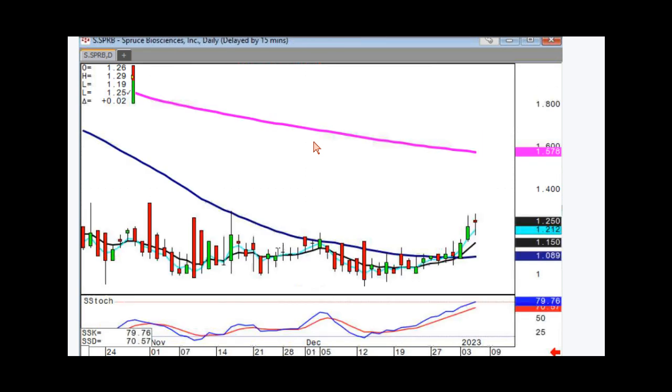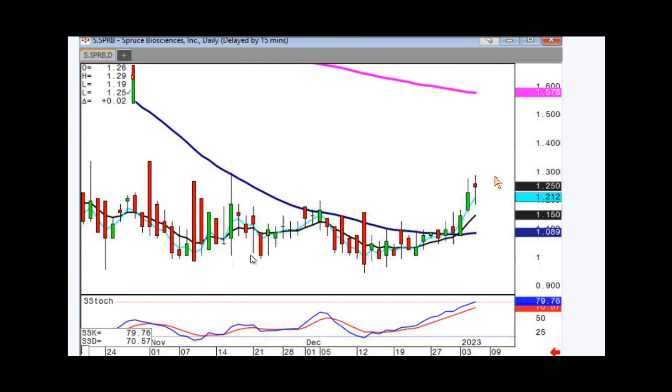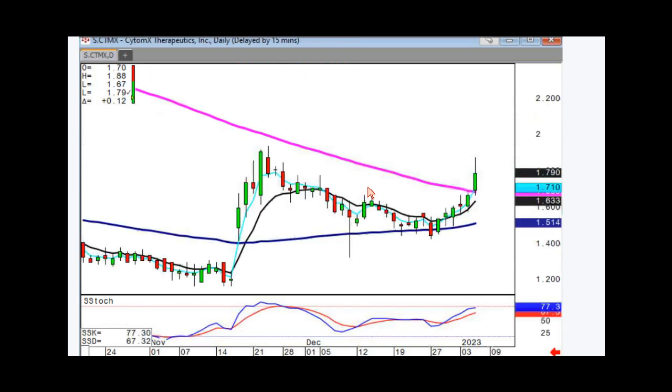SPRB, that's a nice fry pan bottom. Just make sure there's a lot of volume. And if this opens positive tomorrow, especially if it breaks through this level, there's your doji sandwich confirming there's more upside. CTMX, there's your fry pan bottom coming right off the 50. Another one you could be buying on positive trading.